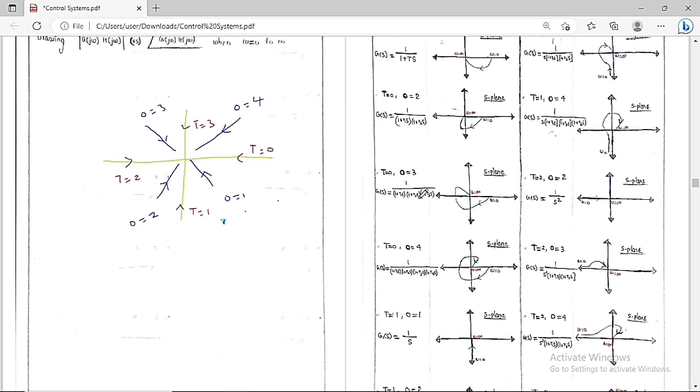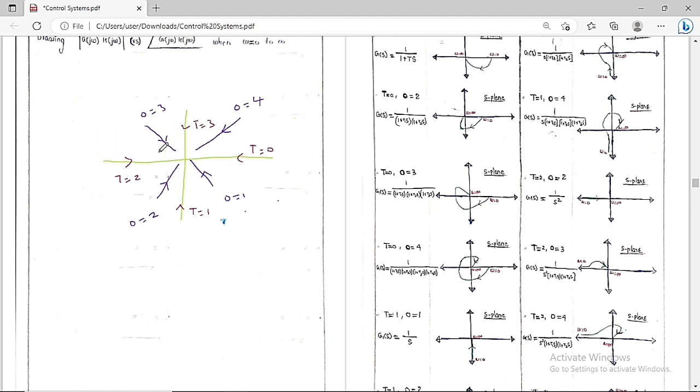Now let's go for the other open loop transfer function, which is G(s)H(s) is equal to 1 by (1 plus T1s) into (1 plus T2s) into (1 plus T3s). So what is the type of the system? We can say the type of the system is the number of poles present at the origin in the open loop transfer function. Here type is equal to 0. And what is the order? Order means the highest power in the characteristic equation. The characteristic equation is 1 plus G(s)H(s) is equal to 0. If we substitute, we get the highest power is equal to 3. So the order of the system is equal to 3.